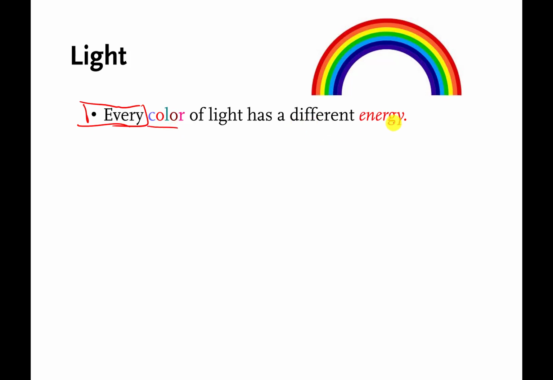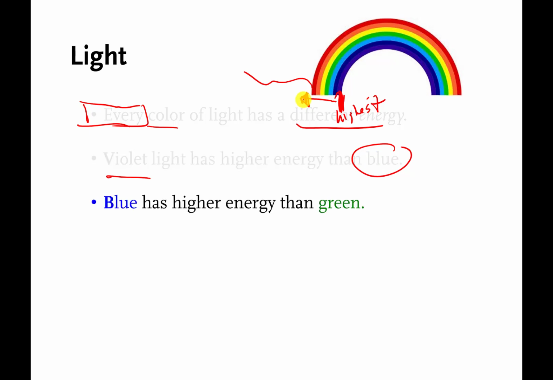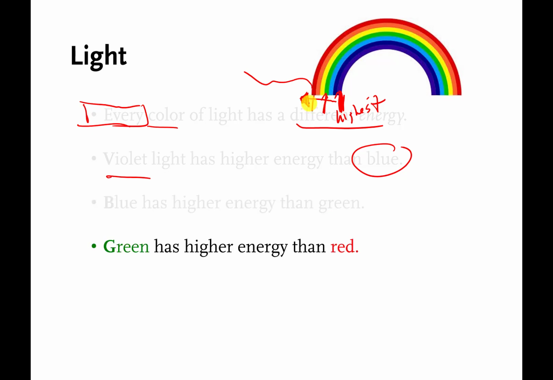Every different color of light has a different amount of energy. What I mean by that is if I have a certain amount of red light, it has a different amount of energy than that same amount of violet light, let's say. And there's a little bit more to this. Violet light has the highest energy of the light that we can see. So it has more energy than blue. And as you travel in that direction, the light has less and less energy. So blue light has more energy than green, because green is a little bit more to the left in my rainbow there. Green has more energy than red. And red light basically has the lowest amount of energy, pound for pound, of the different colors of light that we can see.